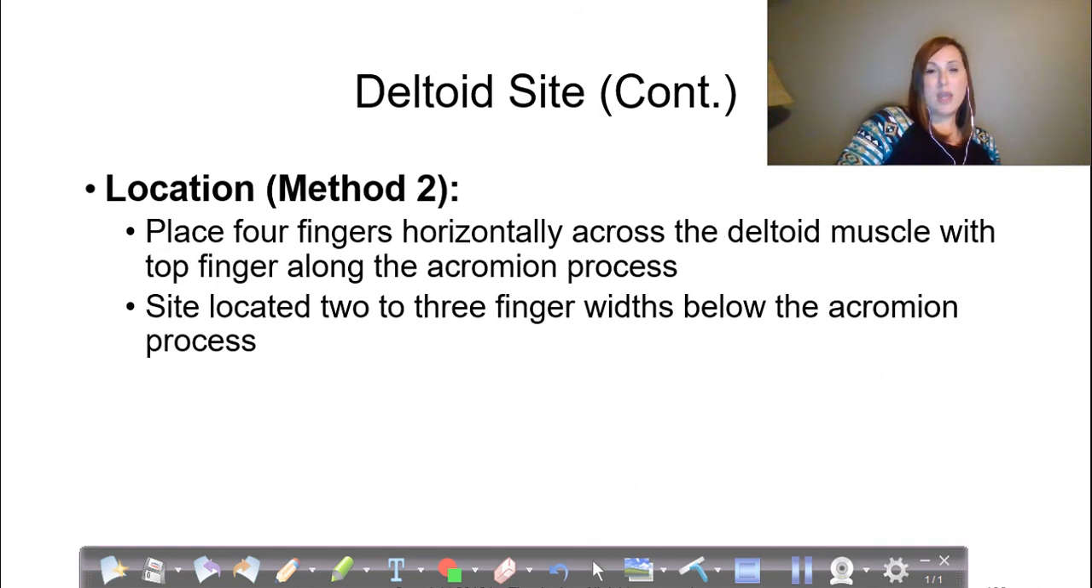The other way, which is the method I use, is to place your forefingers horizontally across the deltoid muscle with the top finger on the acromion process, and the site is 2 to 3 finger widths below the acromion process, and that's what I use.